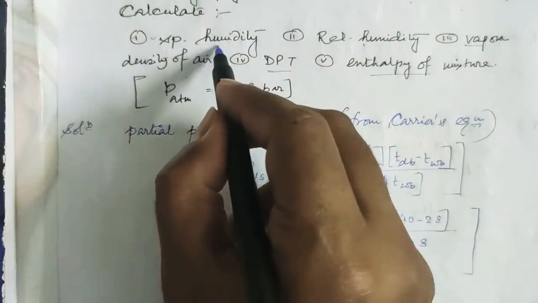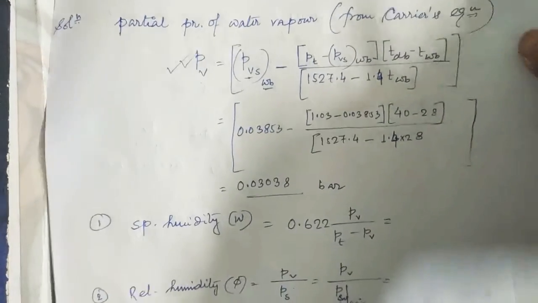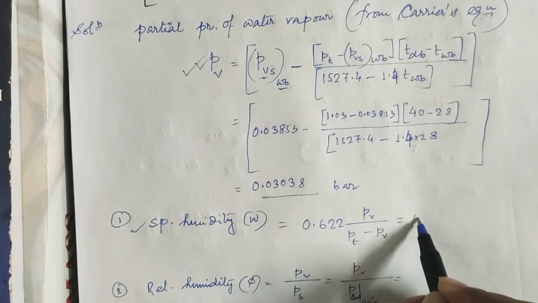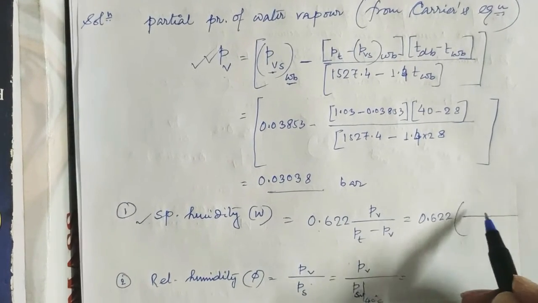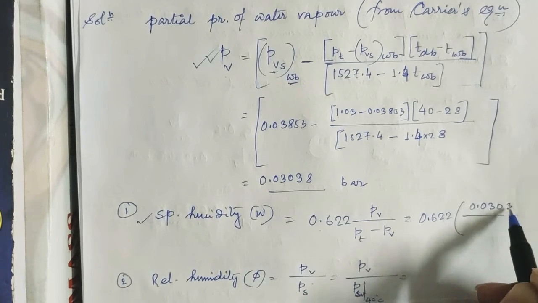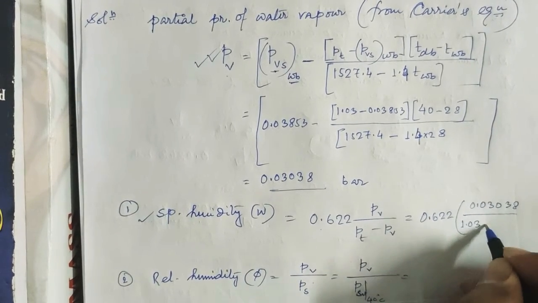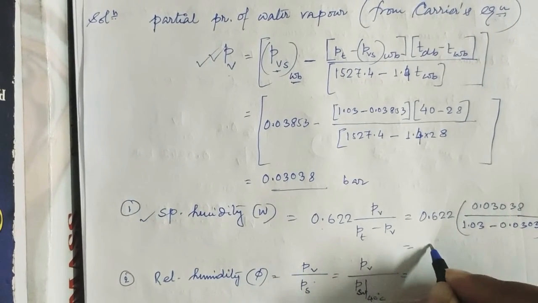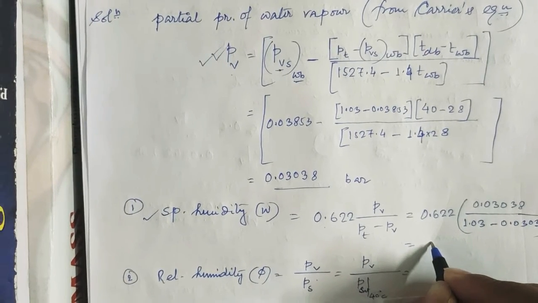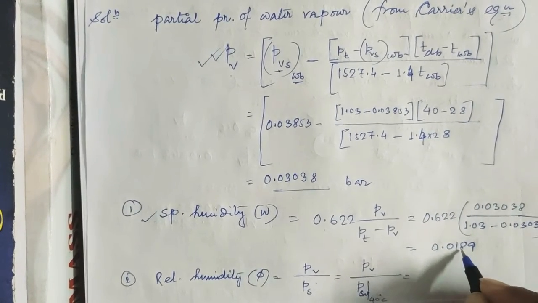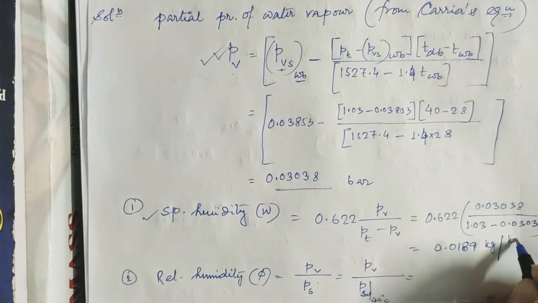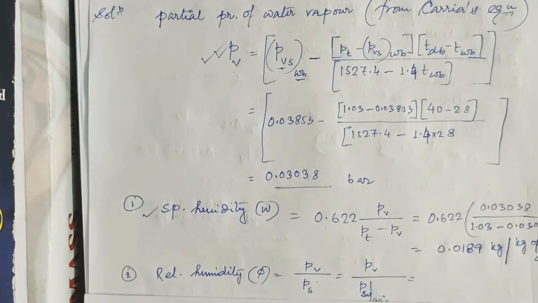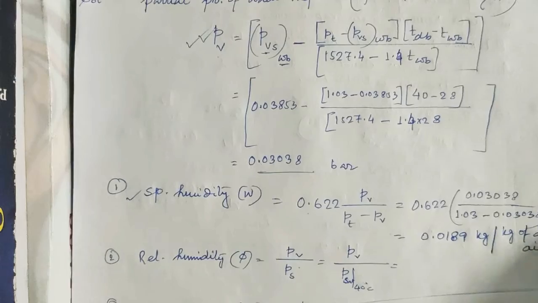Now our objective is to find out first specific humidity, next relative humidity. From the definition, specific humidity is equal to 0.622 PV by PT minus PV. Put the values over here: 0.03038, 1.03 minus 0.03038, which will give you a value equal to 0.0189 kg per kg of dry air. So the first one is over, that is the value of specific humidity.